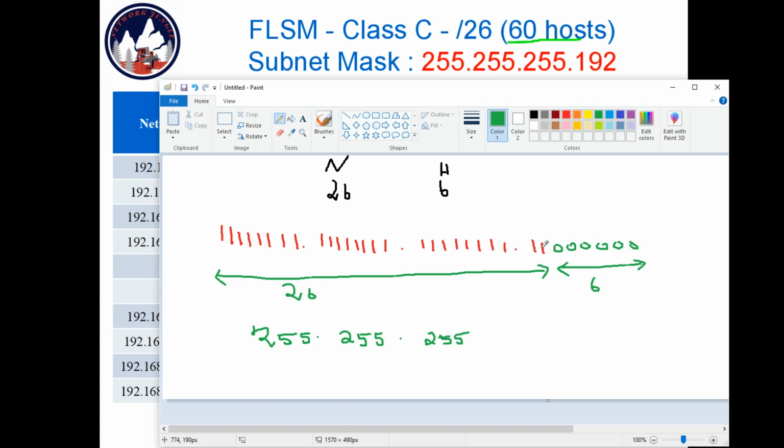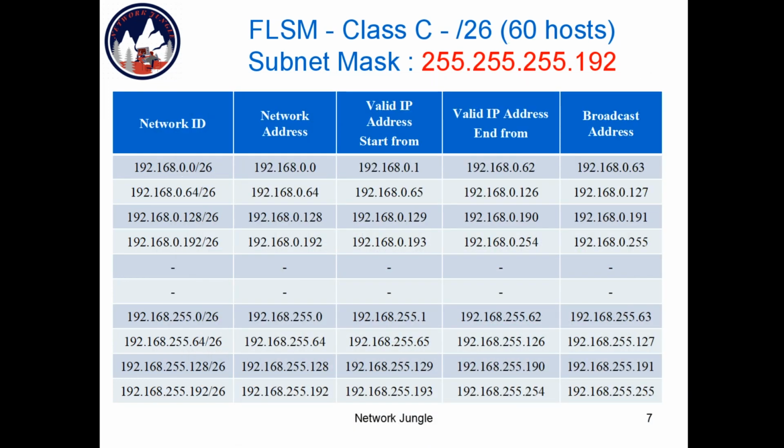Here the final value is 128 plus 64. So 128 plus 64 becomes 192, and the remaining bits are 0. Anything multiplied by 0 is 0, so the total value is 0. So this is the subnet mask for /26: 255.255.255.192.